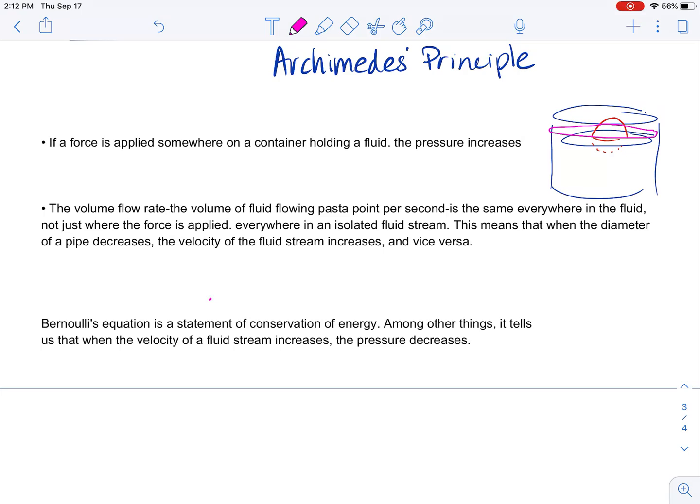Let's see, the volume flow rate is the same everywhere in the fluid. So the volume flow rate, again, is equal to the cross-sectional area of a pipe times the velocity in that pipe. And finally, Bernoulli's equation is a statement of conservation of energy, and it tells us when the velocity of a fluid stream increases, the pressure in that stream decreases.